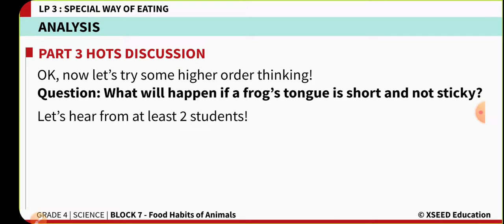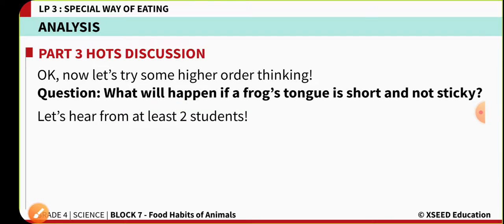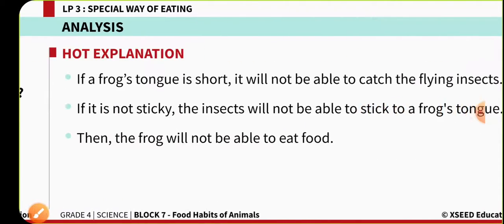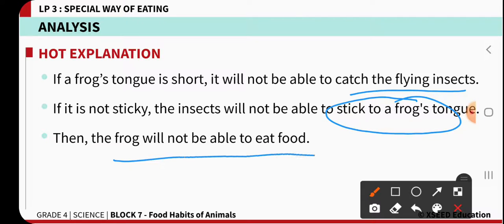So now, what will happen if the frog's tongue is short and not sticky? If the frog's tongue is short and not sticky, it cannot catch the prey, because the prey for it is the flying insects. If the tongue is not sticky, it cannot catch the flying insects, and it is not even able to roll its tongue back.